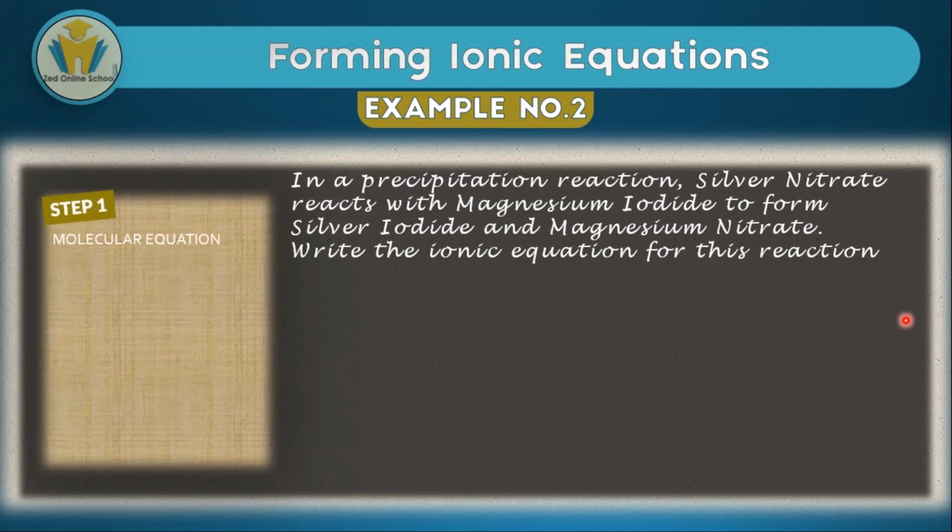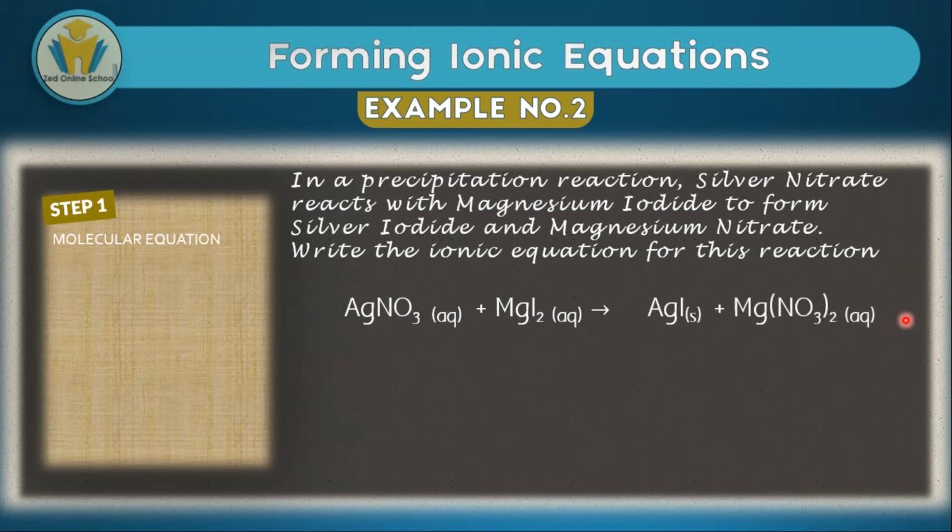So here I'm going to write everything with all their state symbols to make everything simple for you. But when we look at salts and acids, bases, and salts, you get to know how to use all the rules about solubilities. Our reactants are silver nitrate, which will be written like this, and magnesium iodide, which will be written like this. Our products are silver iodide and magnesium nitrate.